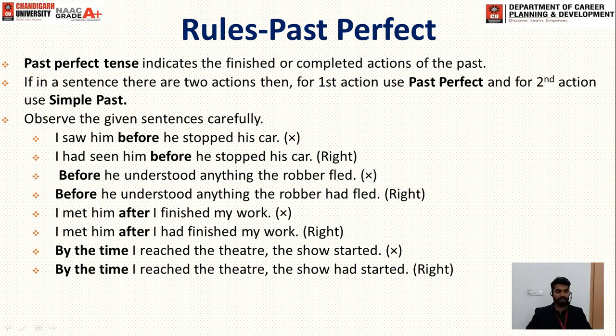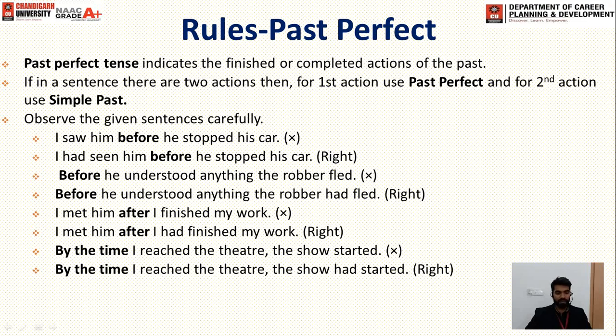So just understand this sentence: I saw him before he stopped his car. There are two actions, that means he saw that particular person and the car got stopped. So I had seen him before he stopped his car. Understand this: the first action was seeing the particular person, and the second action was stopping of the car. So that's why we have used past perfect with the first action and simple past with the second action.